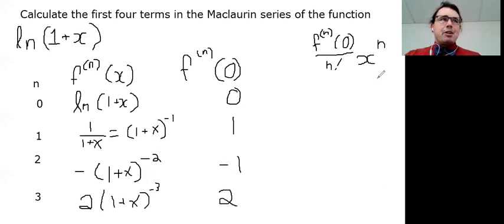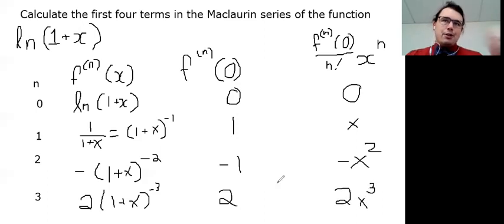Now, when I put these into my Maclaurin series formula, that tells me that my constant term is going to be 0. My linear term is going to be 1 times x. My quadratic term is going to be minus 1 times x squared. And my cubic term is going to be positive 2 times x cubed. So here are the first 4 terms of my Maclaurin series.